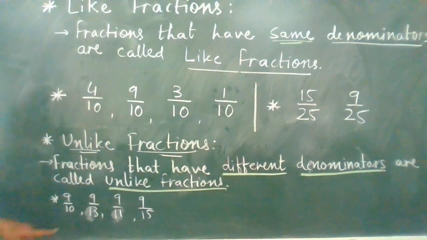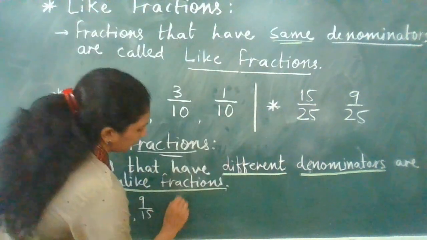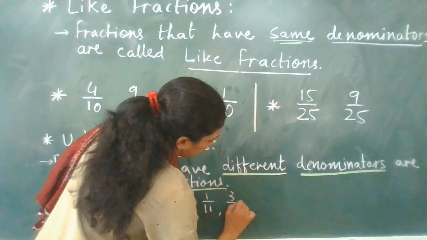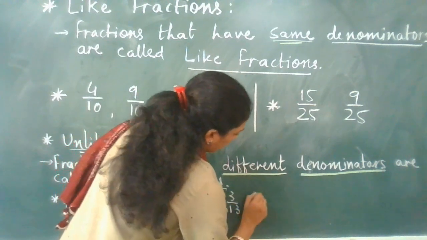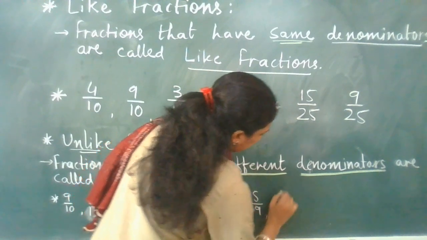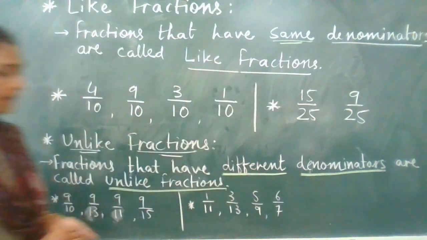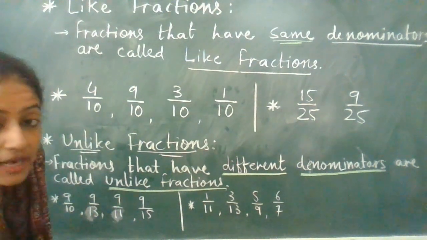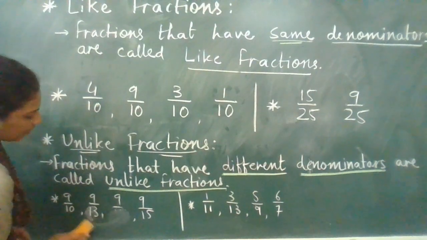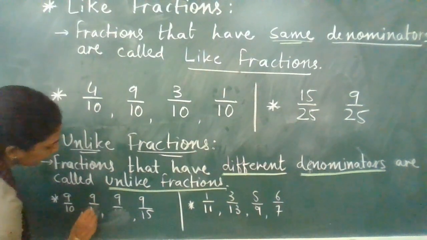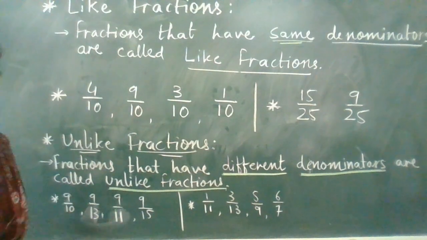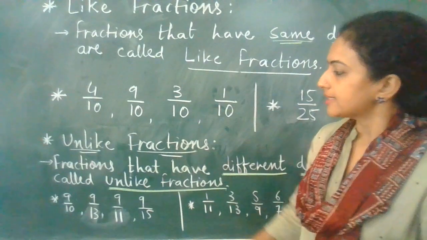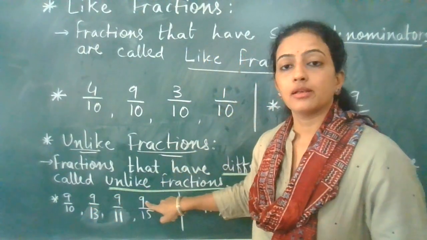Okay. Now see, this is 1 and this is also 1. 1 upon 11, 3 upon 13, 5 upon 9, 6 upon 7. Okay. Now here I have represented two types of unlike fractions. Two different ways I have represented. Now what I want to teach is, see here all the numerators are same.